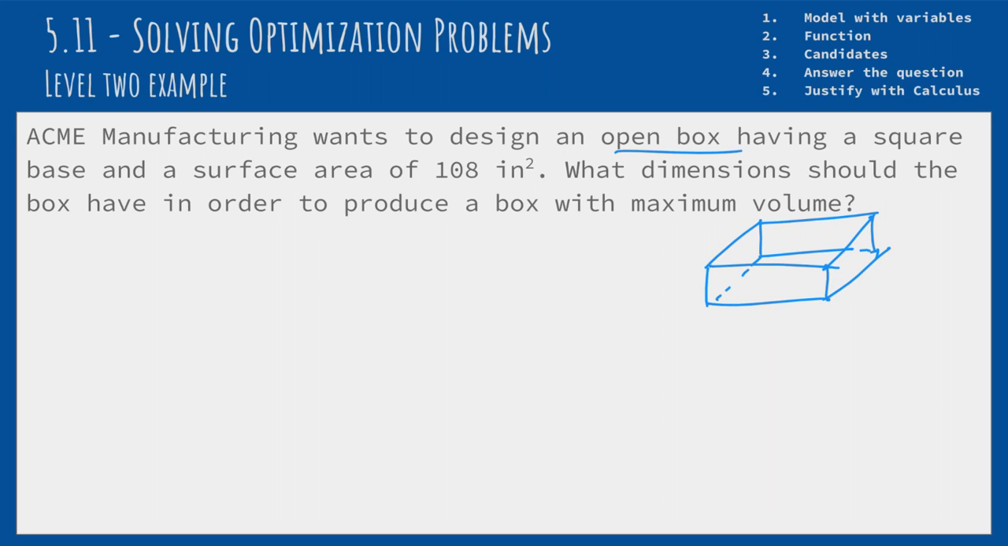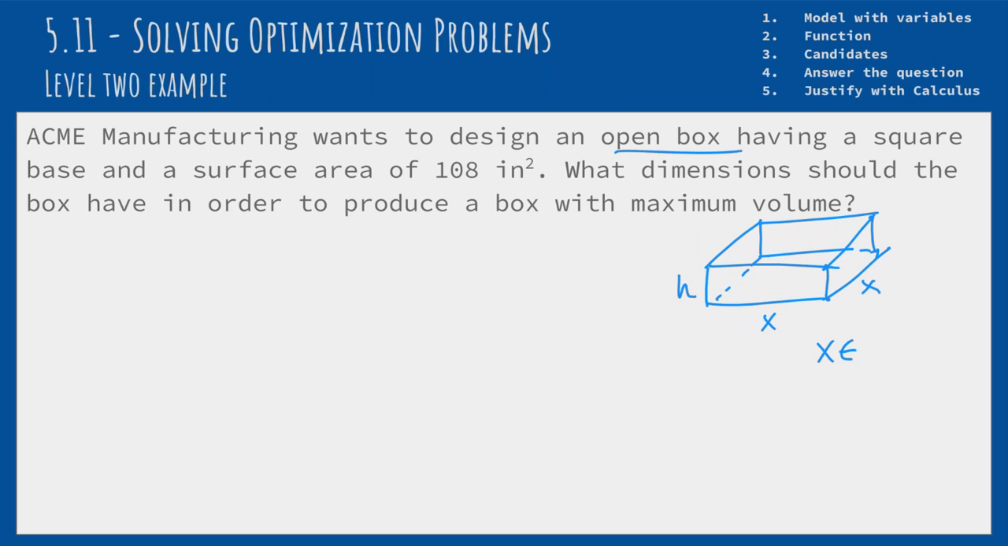So the bottom of it is going to be square. So I'm going to call the length of one side x, and then since it's square, the other side is going to be x. We don't know what the height is, so I'll call that h. And let's figure out what kind of restrictions we're going to have on x and h before we move on.